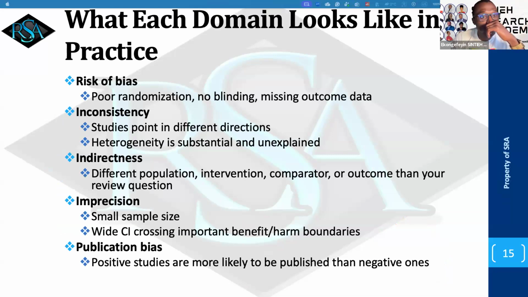And so what this looks like in real practice is that if risk of bias is high, you have poor randomization, you have no blinding, and there is a lot of missing data in that study. If the studies are inconsistent, what you see is that the studies are going in every direction, right?